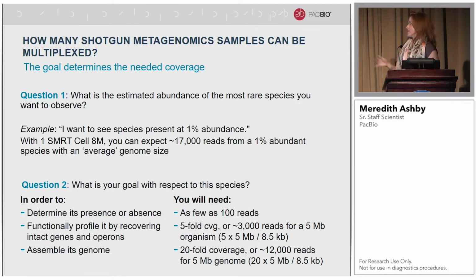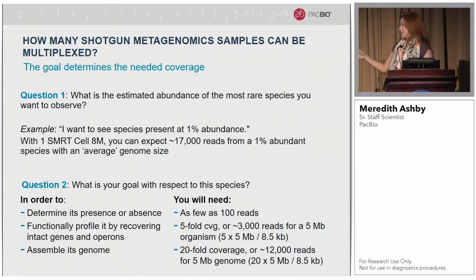So the first question is, what is the estimated abundance of the most rare species that you want to observe? So for example, if you want to see a species present at 1% abundance, with one SMRT Cell 8M, you expect about 17,000 reads from a 1% abundant species with an average genome size, right?